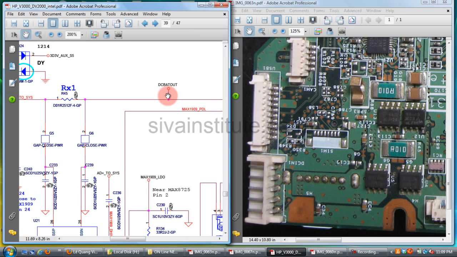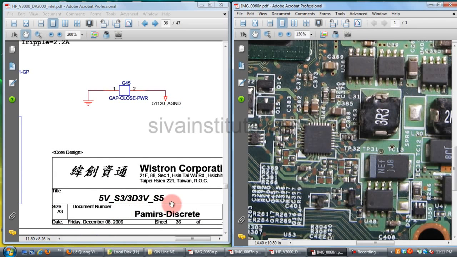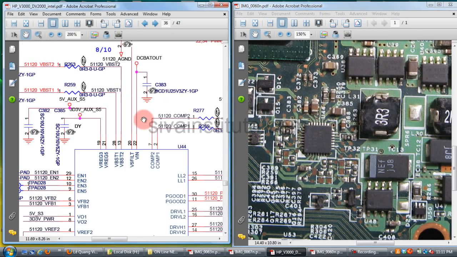This voltage goes to the 5 volts and 3.3 volts regulator IC. This is the 5 volts and 3.3 volts regulator IC circuit, page number 36. This is the U44 IC. When you give voltage to input pin number 22, the 5 volts regulator output, 5 volts, comes out from pin number 21.